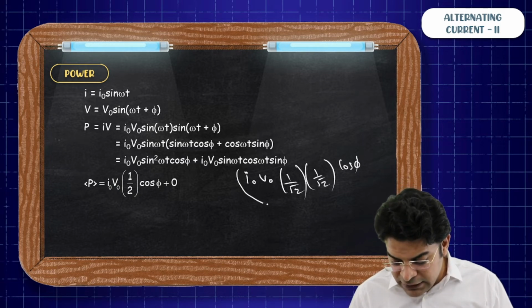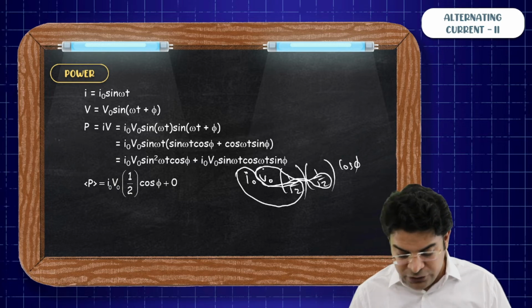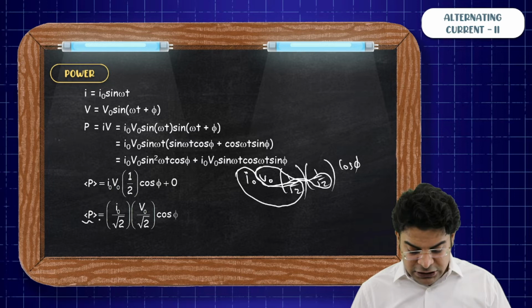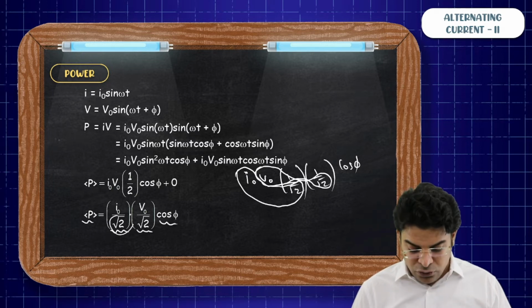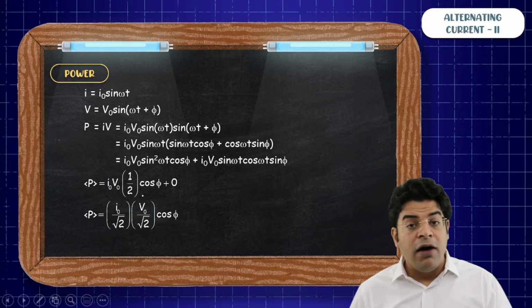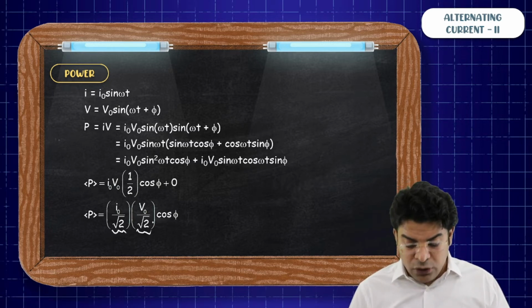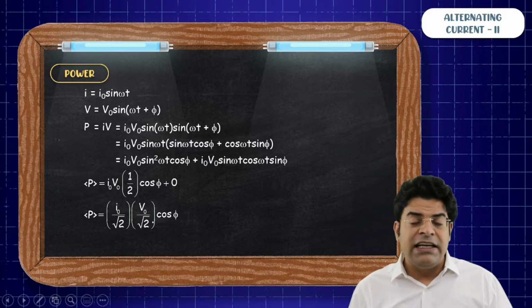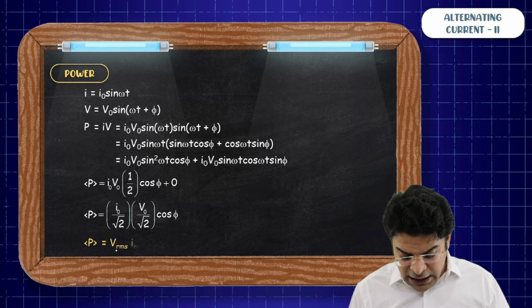Then you can write this I naught by root 2 as IRMS and this V naught by root 2 as VRMS. So the average power dissipated equals I naught by root 2 into V naught by root 2 into cos phi. The root 2 in the denominator, when multiplied, gives you half. I naught by root 2 is IRMS, and V naught by root 2 is VRMS. So the average power dissipated in the circuit is nothing but IRMS into VRMS into cos phi.